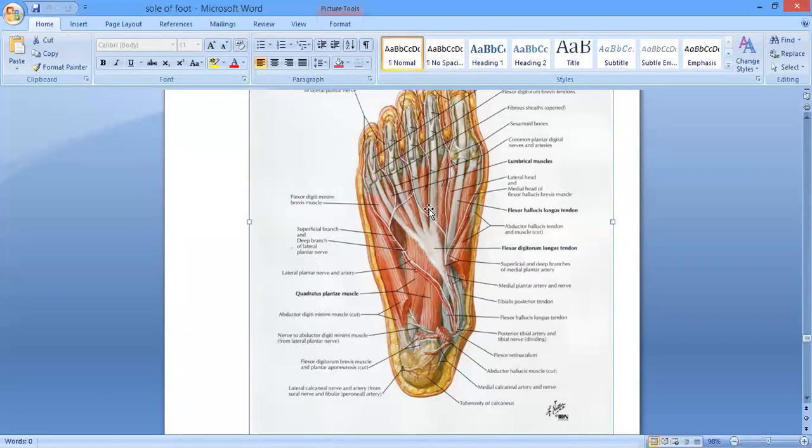ठीक है जी? Okay. Now the tendon of the flexor digitorum longus. Can anybody tell me जी कि flexor digitorum? Hello. Baba. ये अपना माइक बंद करें बच्चे. माइक बंद करें अपना. Okay.